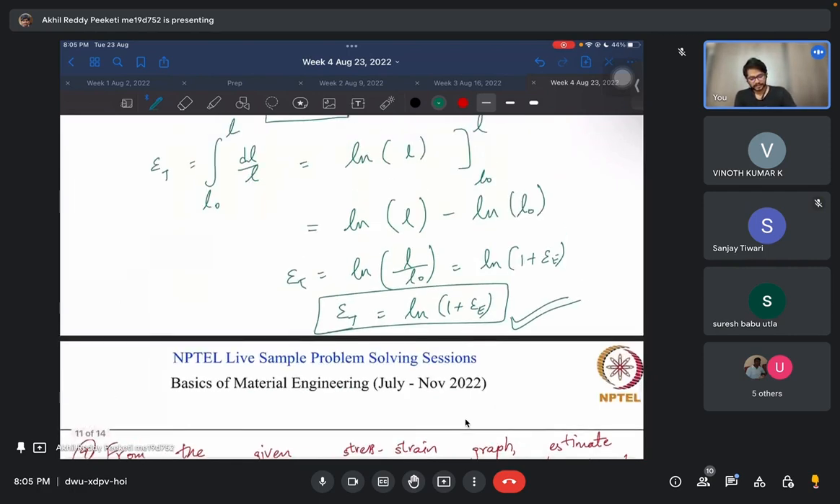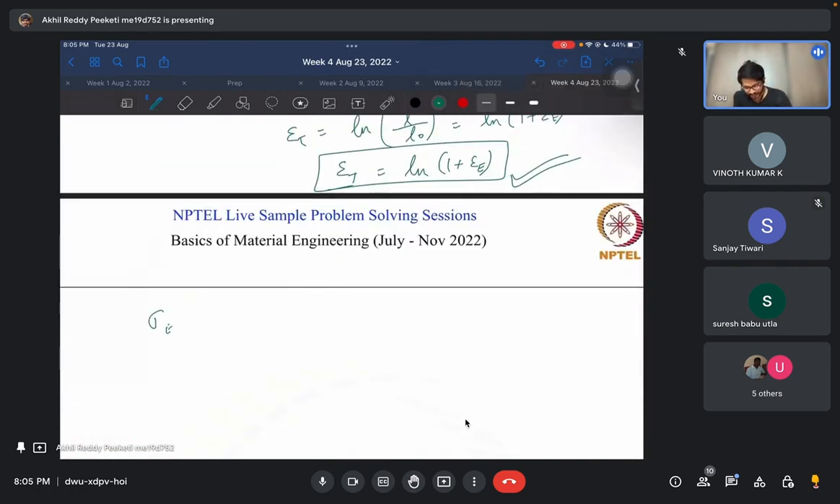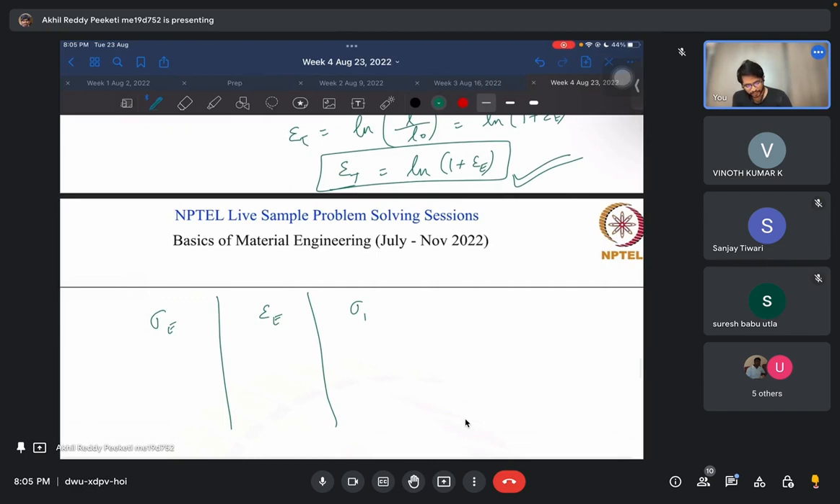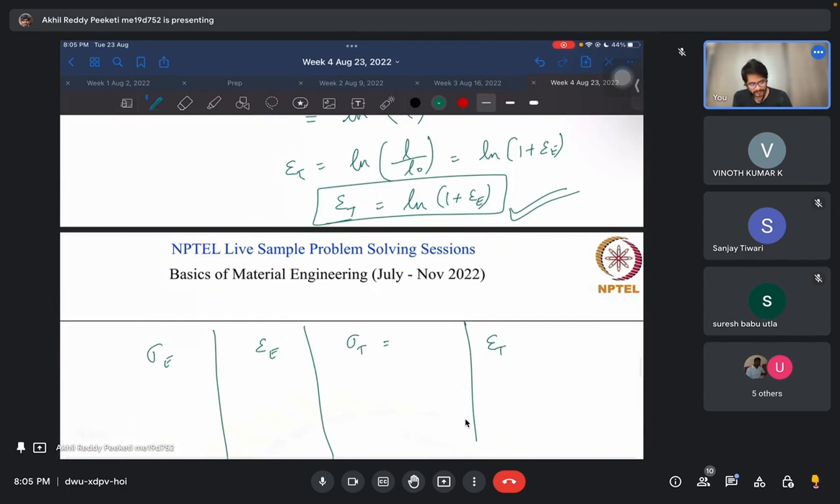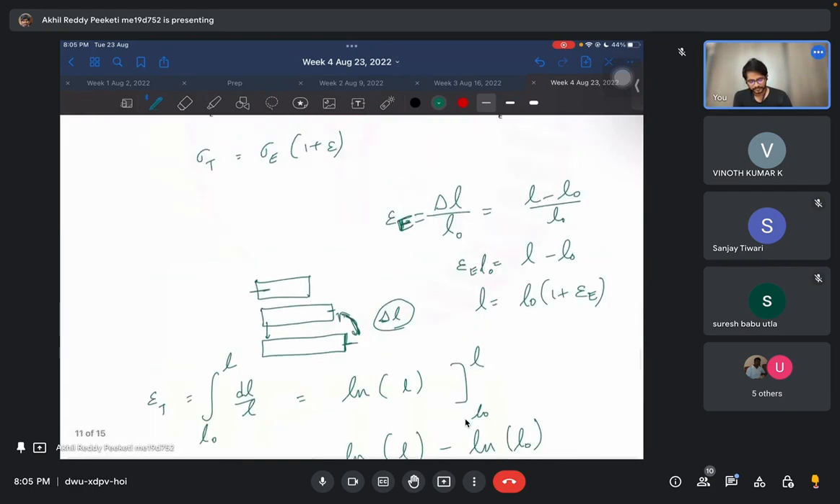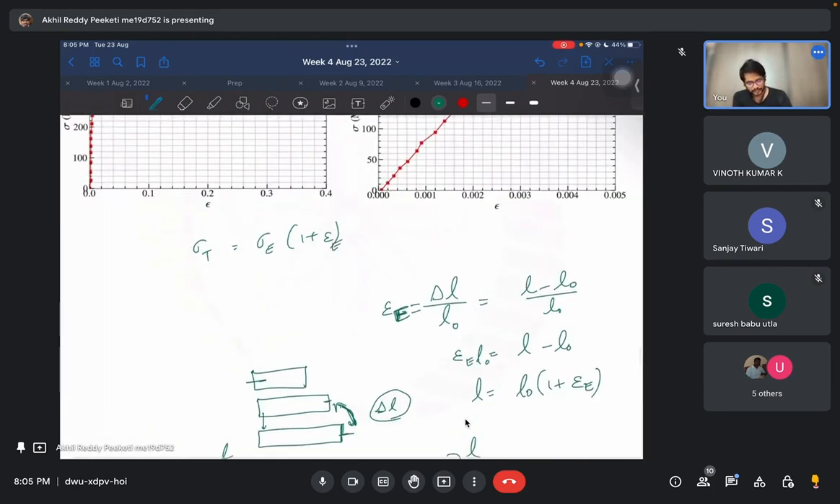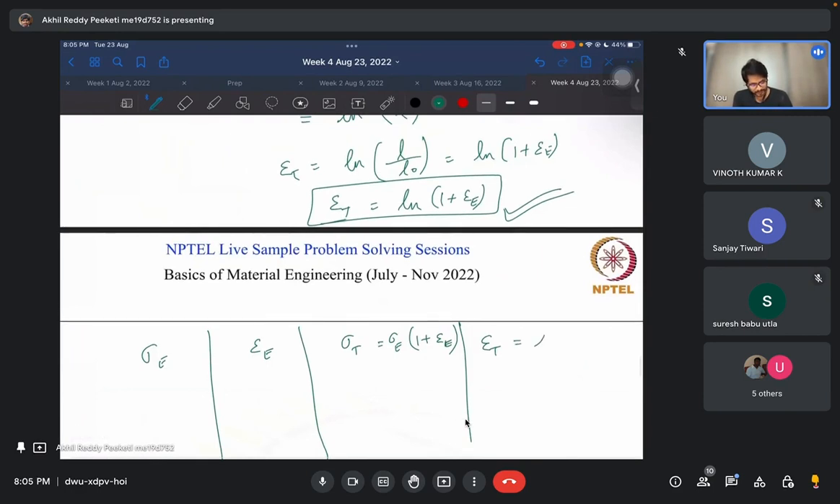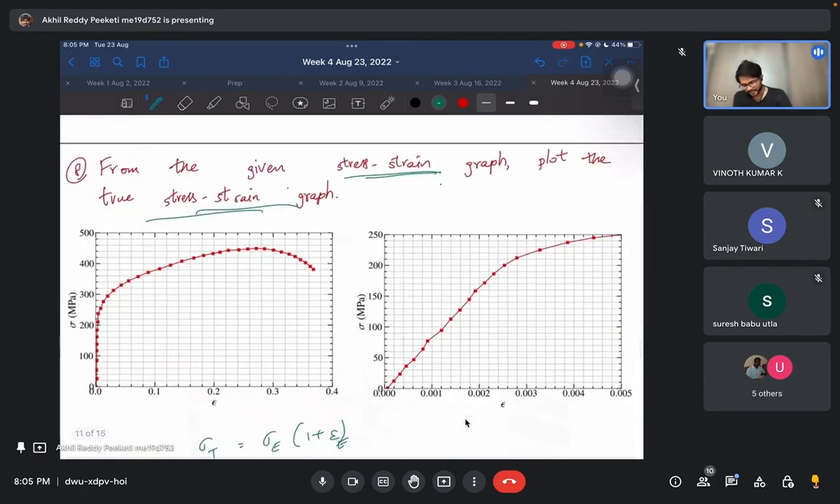So now you know sigma engineering and epsilon engineering from the graphs, and you can estimate sigma true and epsilon true. Sigma true is the engineering stress into (1 plus engineering strain), and true strain is ln of (1 plus engineering strain). Like this, you can get these two values for every corresponding point of engineering stress and strain, and then you can plot. If you plot that, you would get something like the left side, as we have seen earlier.